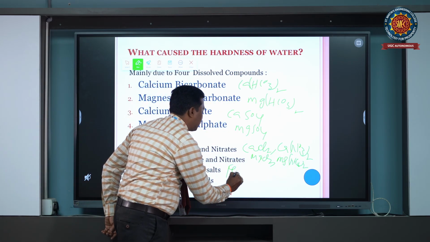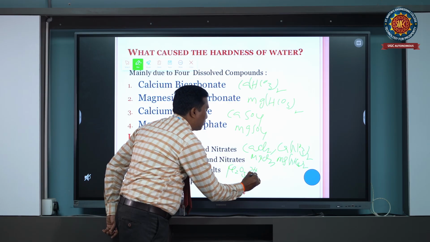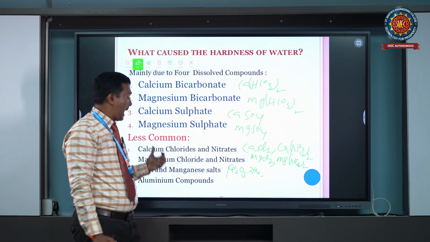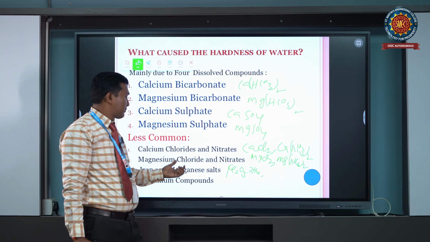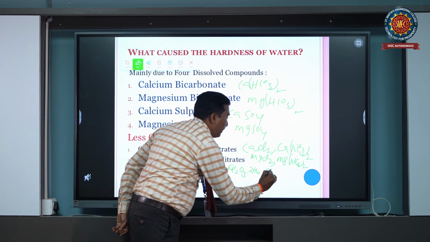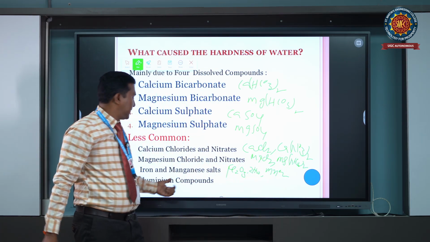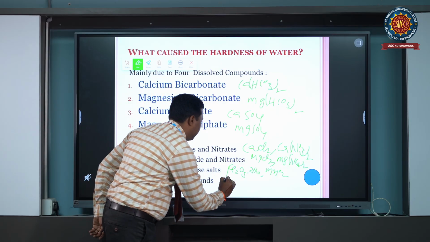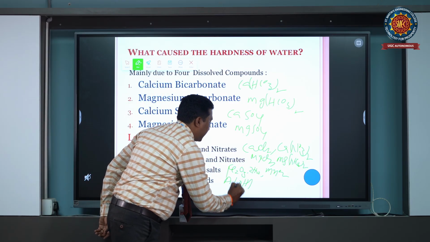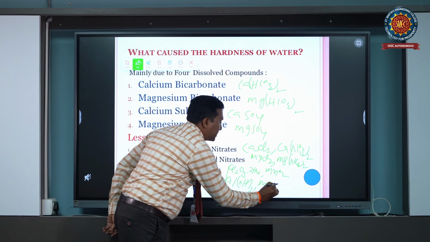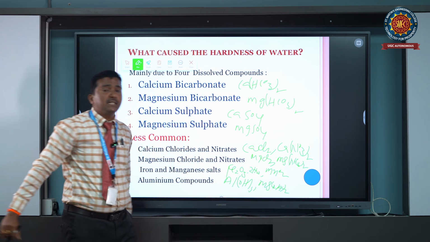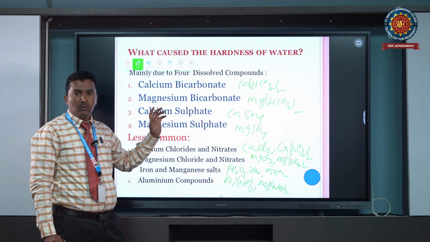The iron salt is Fe2O3·2H2O. This is the chemical formula for the iron compound. Next is the manganese salt, MnO2. Next are the aluminum compounds, Al(OH)3, and a little bit of magnesium hydroxide. So especially these are the salts present in water.